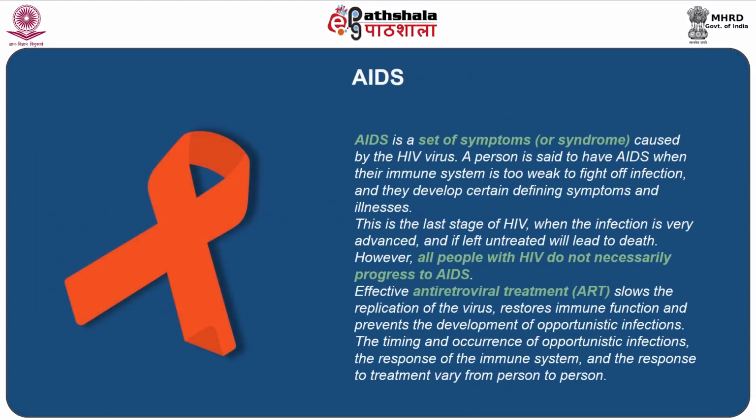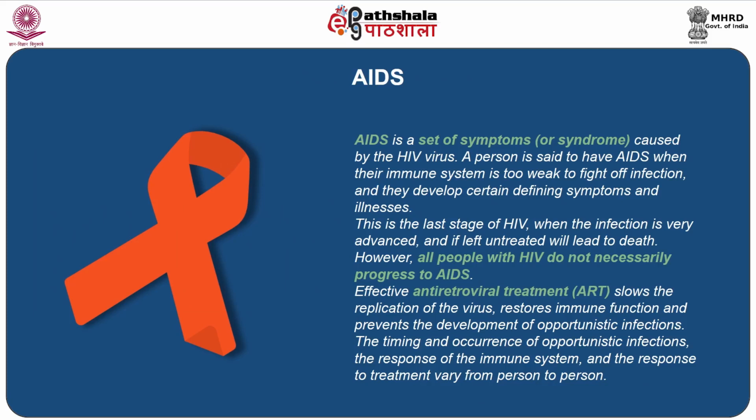AIDS is a set of symptoms or syndrome caused by the HIV virus. A person is said to have AIDS when their immune system is too weak to fight off infection and they develop certain defining symptoms and illnesses. This is the last stage of HIV when the infection is very advanced and, if left untreated, will lead to death. However, all people with HIV do not necessarily progress to AIDS.